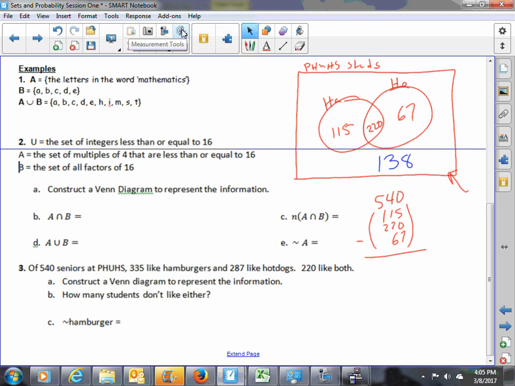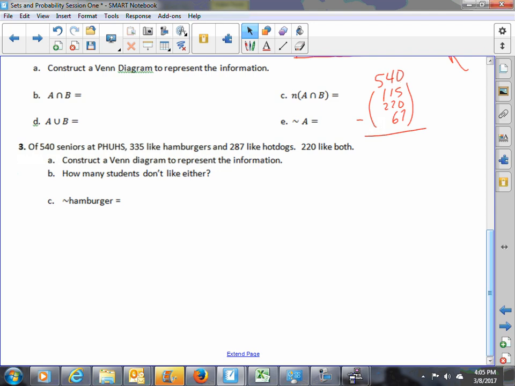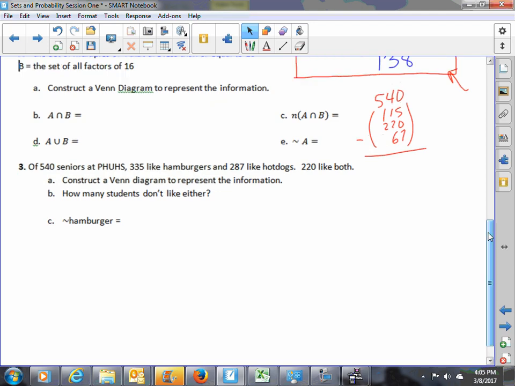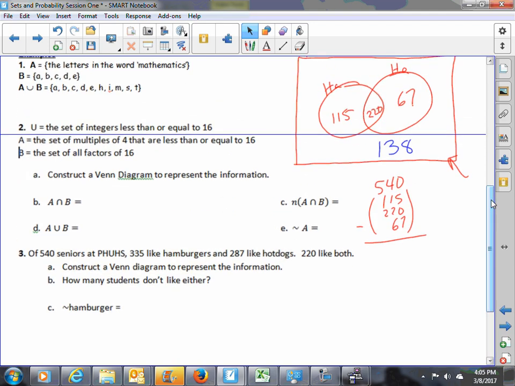Now, we can answer questions about our example from this Venn diagram. Of course, we need the Venn diagram in the window. Okay, it says how many students don't like either hamburgers or hot dogs? Well, obviously that's 138.